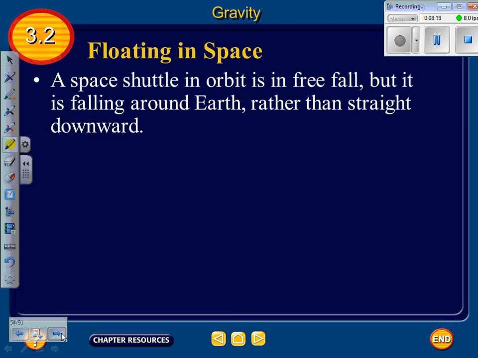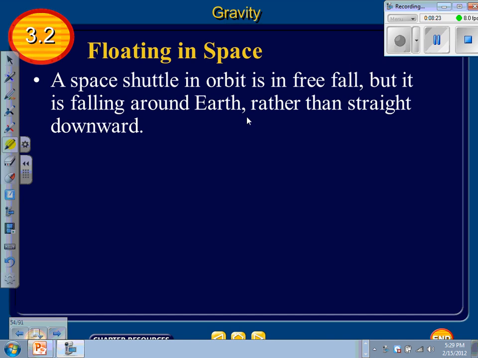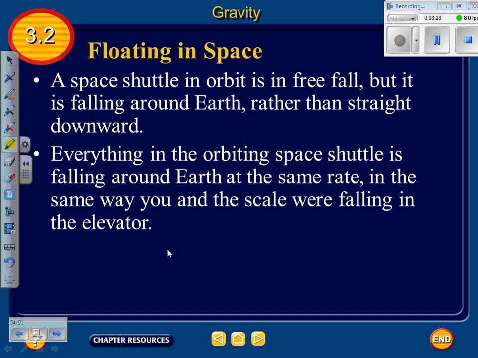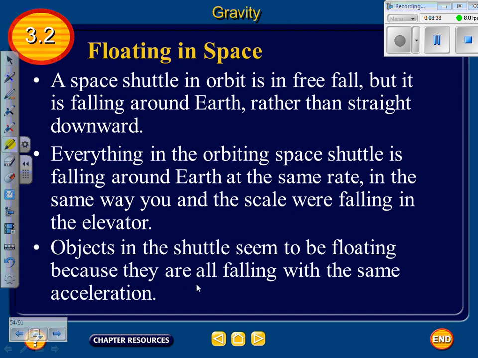A space shuttle in orbit is in free fall, but it is falling around Earth rather than straight down. Everything in the orbiting space shuttle is falling around Earth at the same rate, in the same way you and the scale were falling in the elevator. Objects in the shuttle seem to be floating because they're falling with the same acceleration.